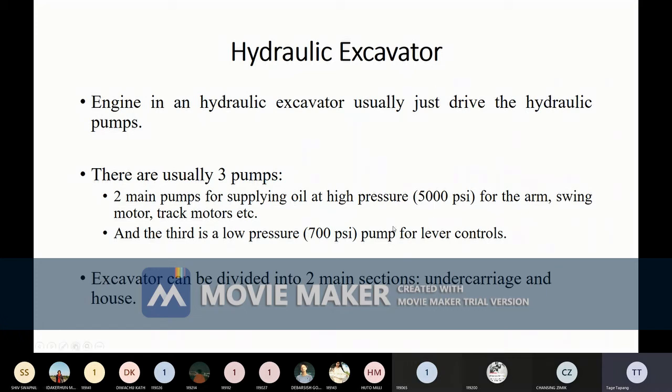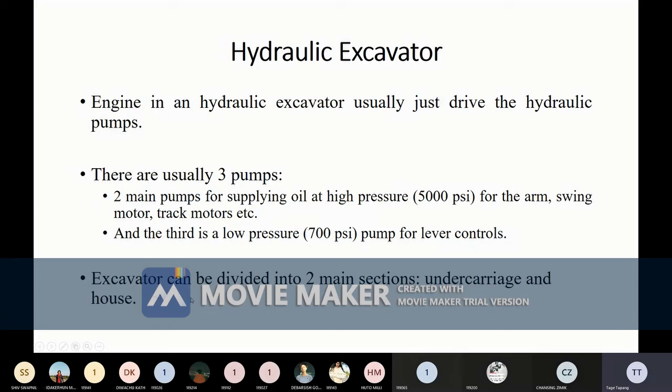Alright, so similarly, this hydraulic pump is provided for controlling the levers. So levers are basically just like your steering. In steering we have a steering wheel, but in this case we have joystick type levers.